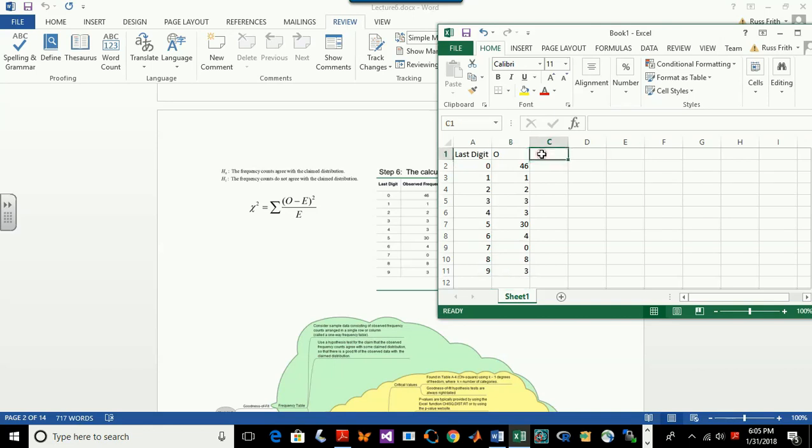Okay, and then what do we have? We have expected frequency E, right? And so the expectation of each of the digits is 10%. Okay, we'd expect each one to occur in the same regularity for any random sample.